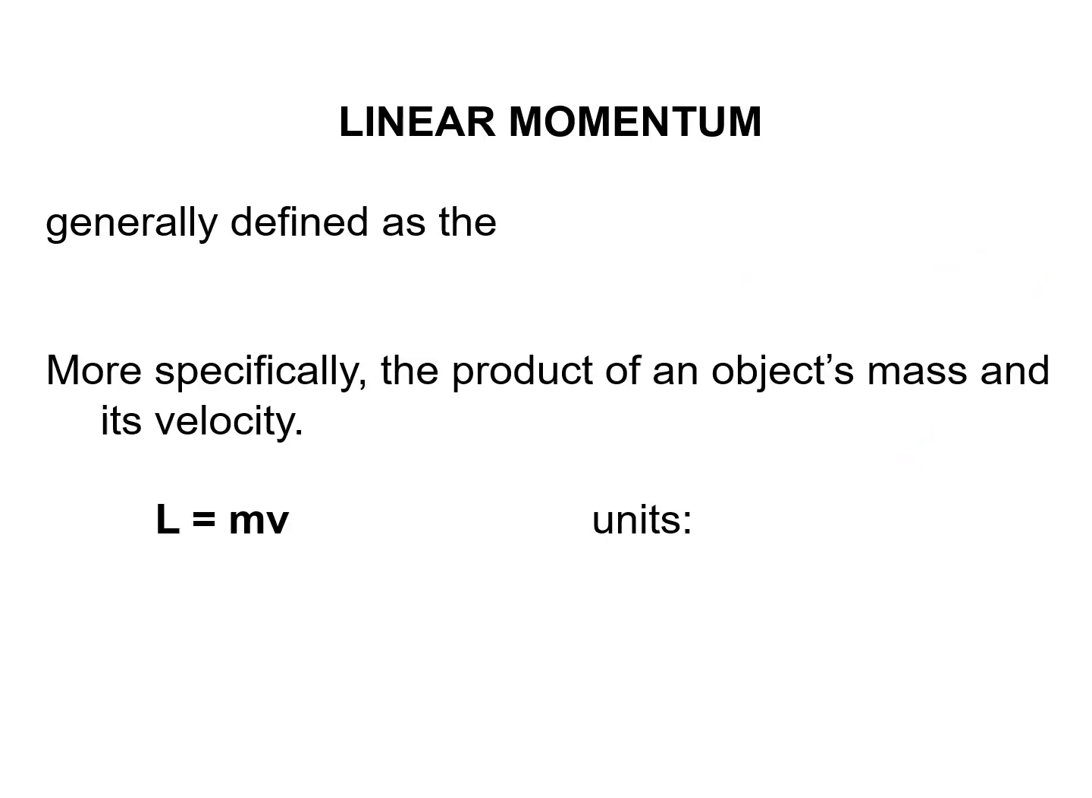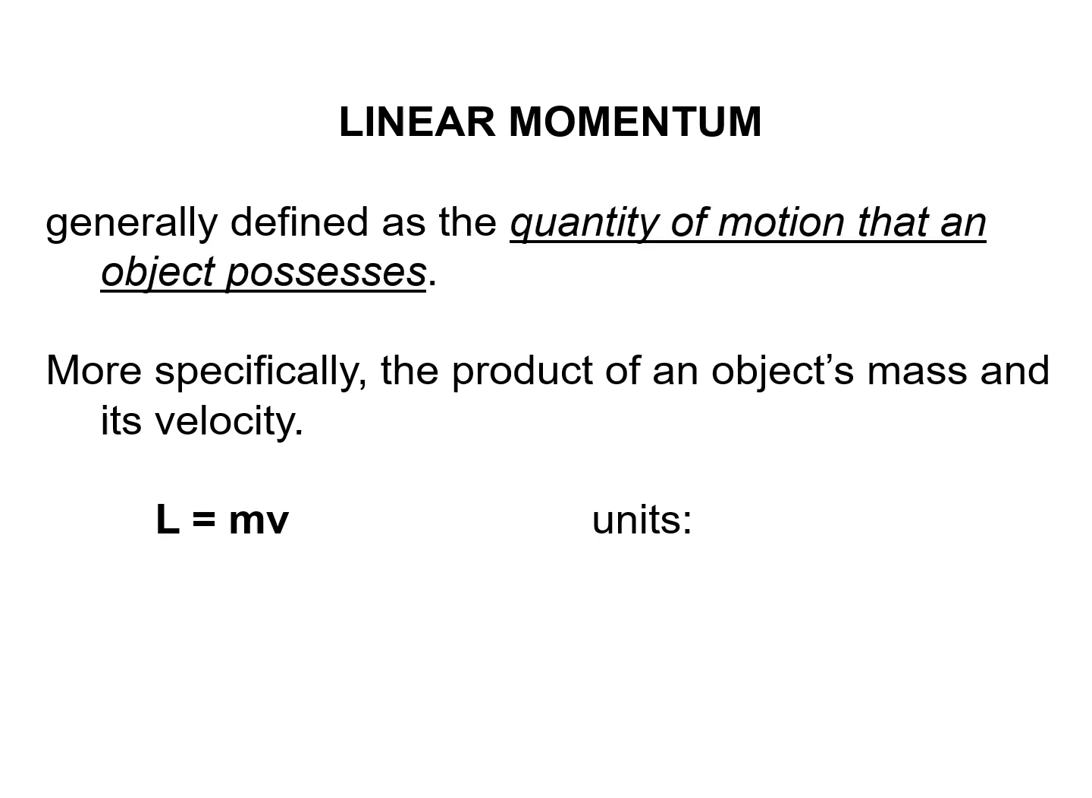Now let's talk about linear momentum. We already kind of talked about momentum in the intro to kinetics, but we know that momentum is simply the quantity of motion an object possesses. More specifically, it's the product of the object's mass and its velocity. Its units are kilograms times meters per second, because mass is in kilograms and velocity is in meters per second.